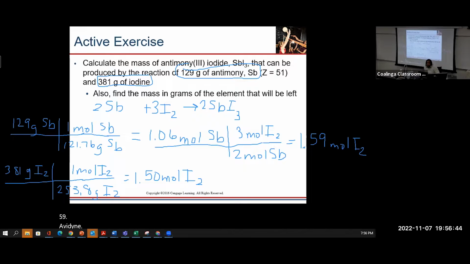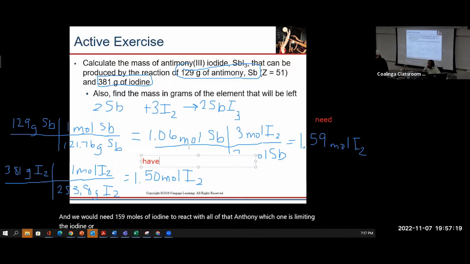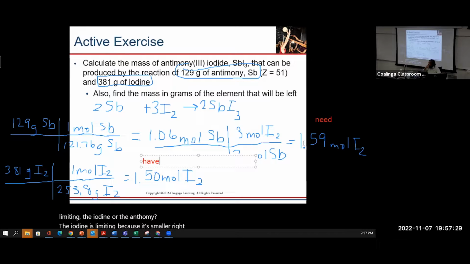Okay, so as I said earlier, this is what we would need. And here, this is what we actually have. So in this case, we only have 1.50 moles of iodine, and we would need 1.59 moles of iodine to react with all of that anthony. Which one is limiting? The iodine. The iodine is limiting because it's smaller, right? It's smaller than what you actually need of the iodine.